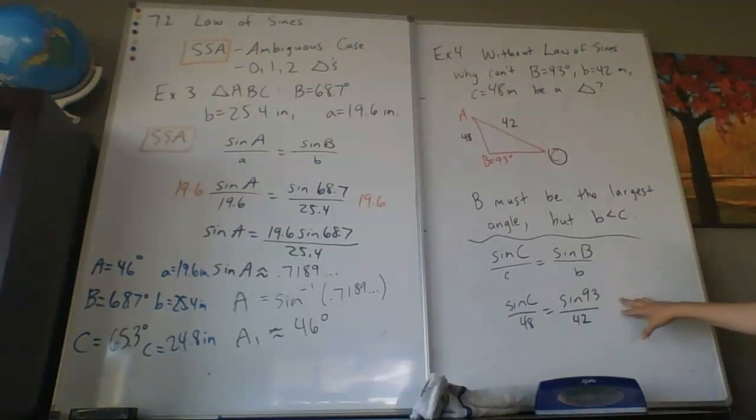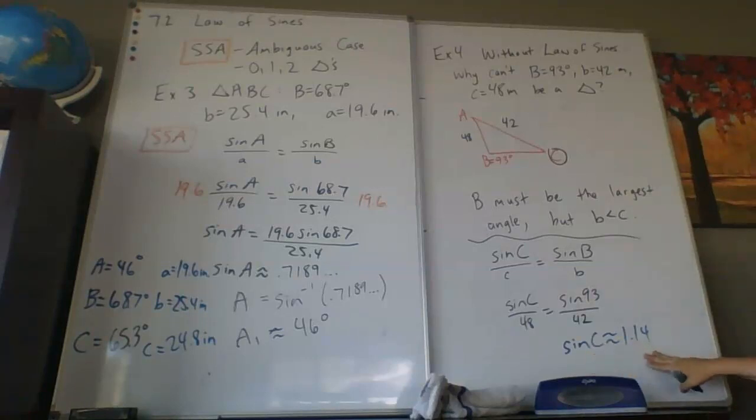If we were to apply the law of sines, we would get sine of C is approximately equal to 1.14. And we know that sine values must be between -1 and 1. So you can also see that the law of sines shows us that this triangle is not possible.